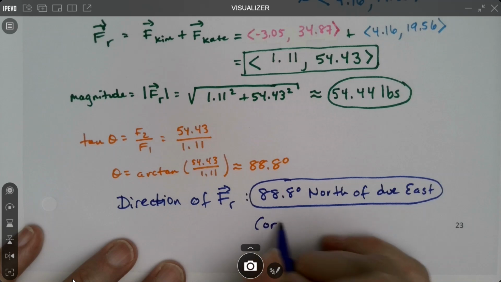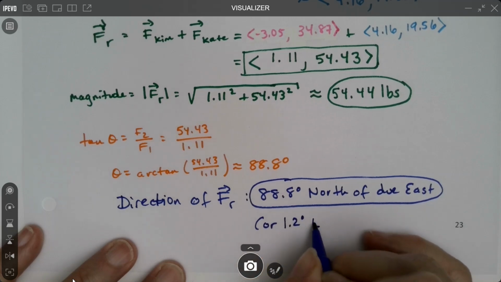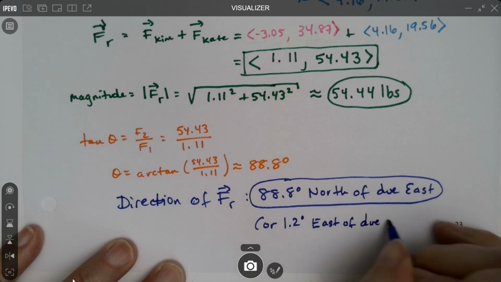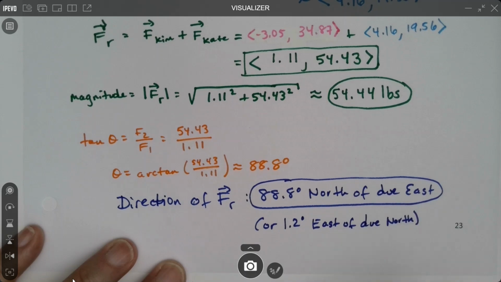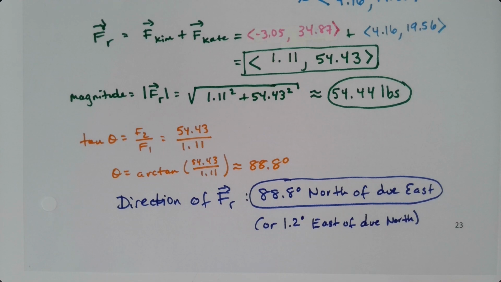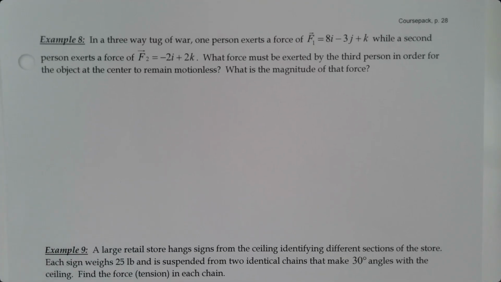Or if you like, you could say it's 1.2 degrees east of due north. Right? It's pretty close to being pulled directly north. Okay, let's do the first one on the next page before we finish this video, because this one's not too terrible.